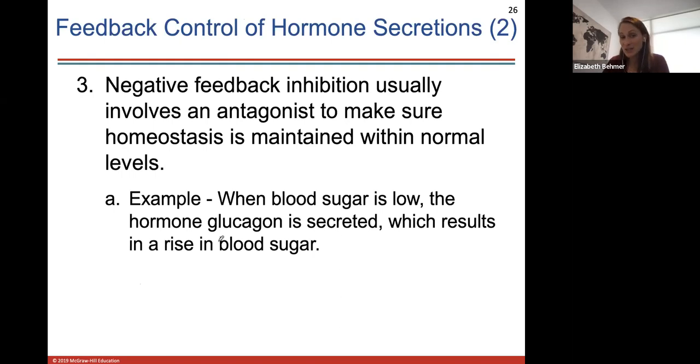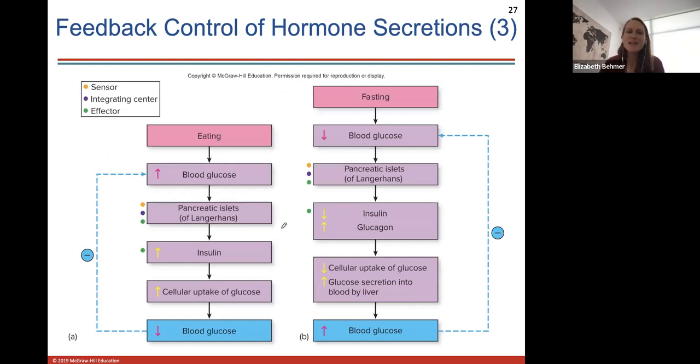Negative feedback inhibition usually involves an antagonistic effector to make sure that homeostasis is maintained within that normal level. So for example, when blood sugar is low, the hormone glucagon is secreted, which will result in a rise in blood sugar. So glucagon is the opposite hormone from insulin, where insulin decreases blood sugar, glucagon actually increases it. So again, these antagonists, glucagon and insulin, work to do the opposite functions to try to keep blood sugar within normal range.